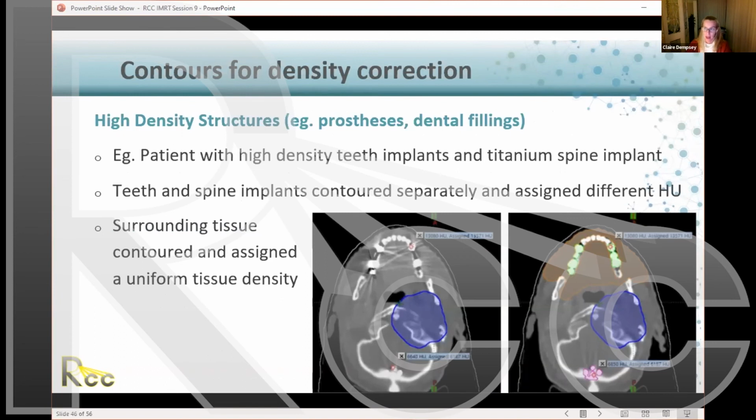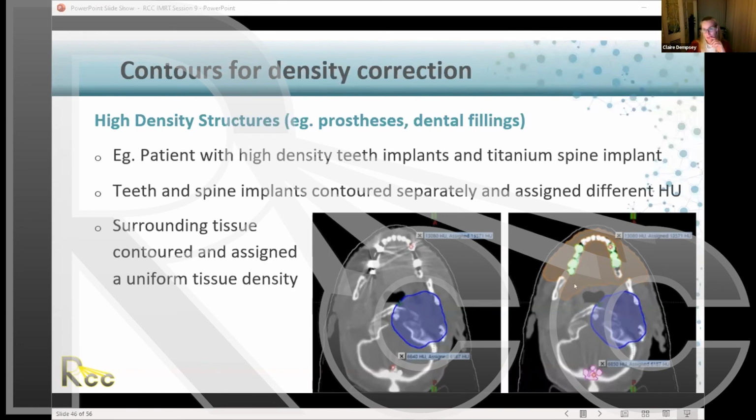So just as an example here, we've got a patient that has high density teeth implants up here, and they also have a titanium spinal implant down here. So you can see some rods there. So what we do in my department is we contour the teeth and also the spinal implant, and each of those are assigned a different density because they're different material. So, you know, we've assigned it a slightly lower HU, and that's the number that we've worked on with a series of experiments looking at different materials and what HU values they should have. And again, the teeth here are assigned a uniform Hounsfield unit.